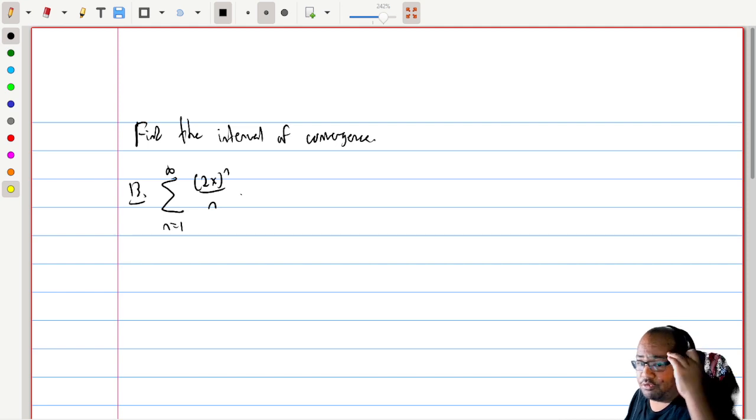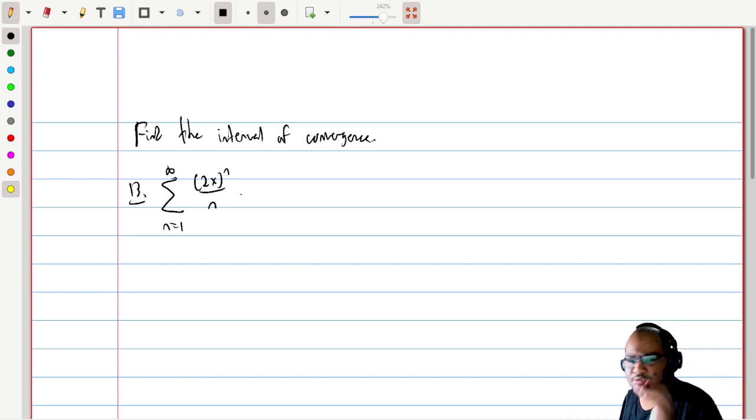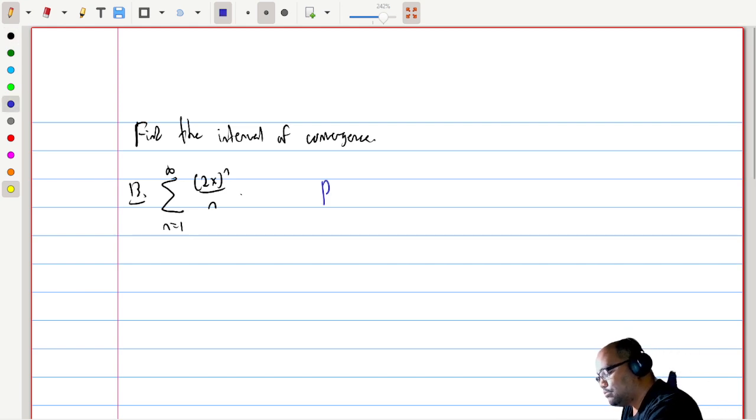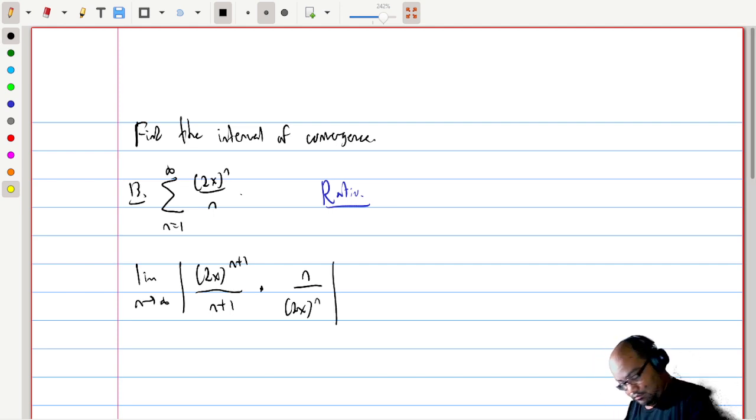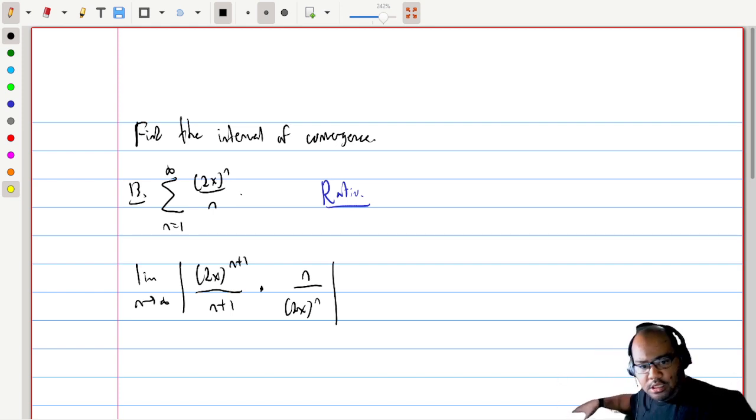And anytime you're asked for an interval and radius of convergence, just do the ratio test. That's what it's there for. So we'll do the ratio test. And here we have to keep the absolute values, because x could be positive or negative. So same ratio test setup.